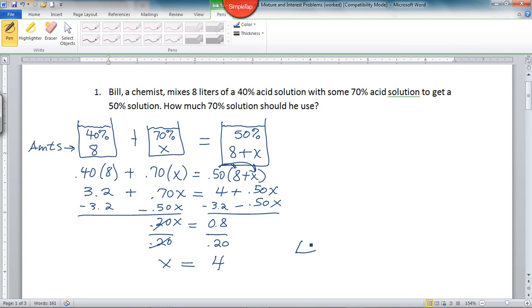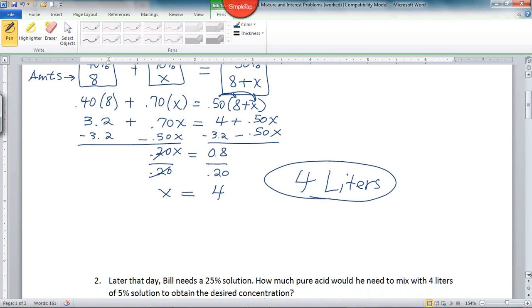Now, what units is that? We're talking liters here, aren't we? Liters. 4 liters. All right, so 4 liters is what Bill would need in that case. Let's go on here to problem 2.